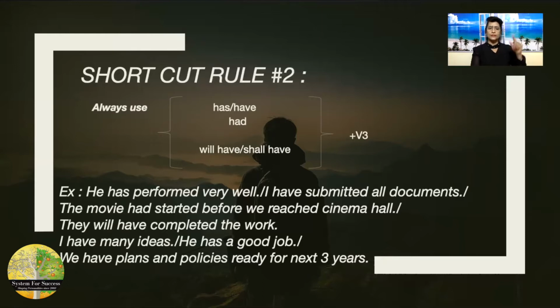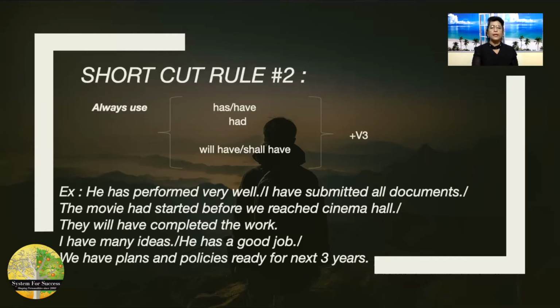So in all these sentences, rule number 2 says always use the third form of the verb followed by has, have, had. It means immediately after has, have, had, will have, shall have, when a verb comes, you have to use the third form of the verb.